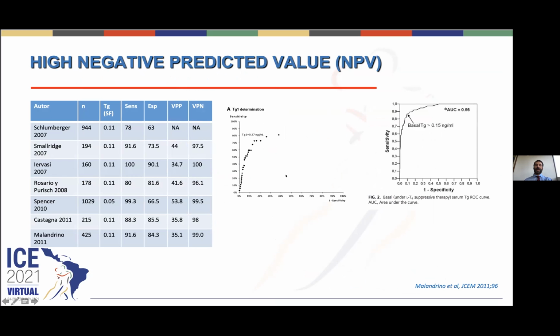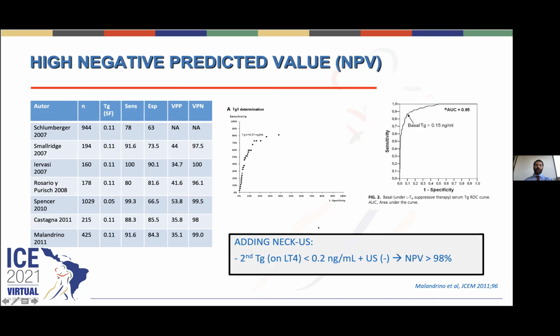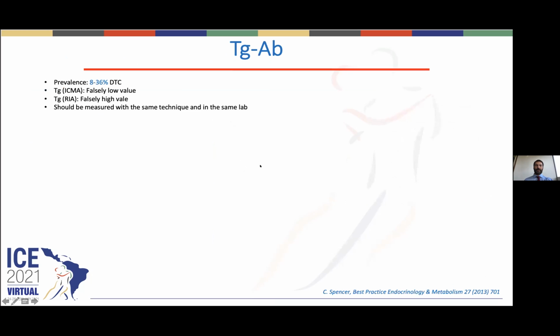Different studies have shown that the cutoff that combines the best sensitivity and specificity to find recurrent disease is around 0.2 nanogram per ml. Therefore, nowadays we know that using this second generation thyroglobulin on levothyroxine, when the value is below 0.2 nanogram per ml, plus negative thyroglobulin antibodies, plus negative ultrasound, the negative predictive value of having persistent or recurrent disease is more than 98%. So we can conclude that second generation thyroglobulin using levothyroxine in most of the cases is enough to make a reliable follow-up and to rule out persistent disease.